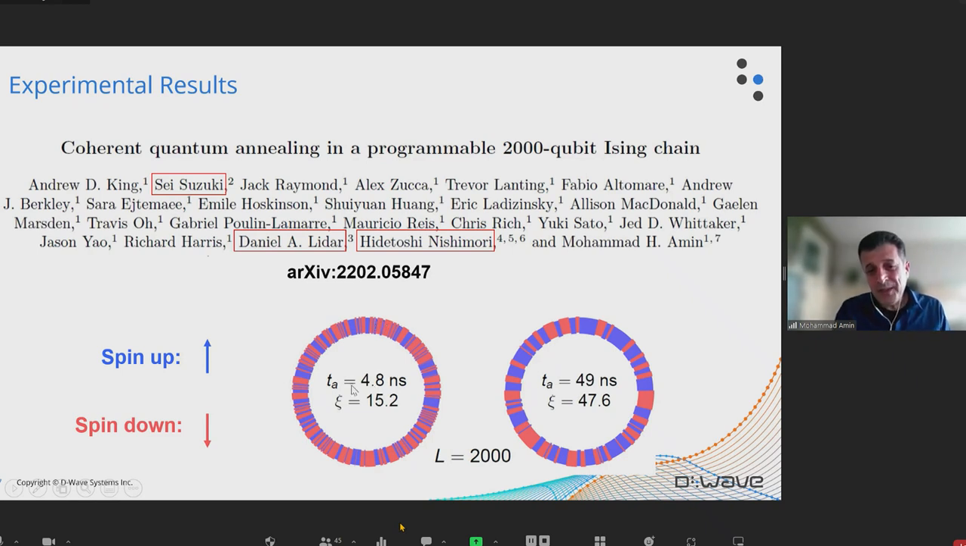If you increase the annealing time 10 times to 49 nanoseconds, now you see visually that the domains grow and you get a lot fewer kinks. But you see, I increased the annealing time by a factor of 10, and the correlation length increased by a factor of 3. And 3 is the square root of 10, or approximately the square root of 10. And this is not a coincidence.